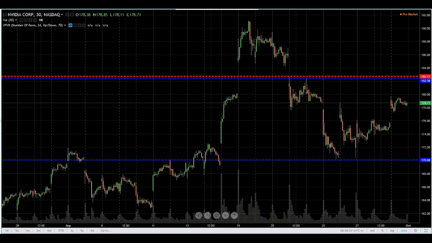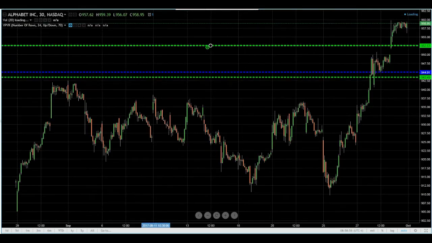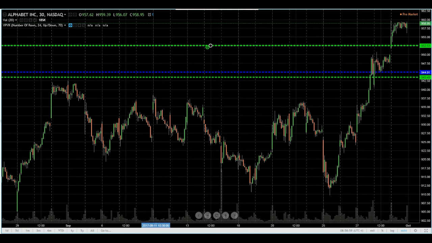And then finally we'll talk about Google. And Google is on my buy list. I've got two levels that I want to buy it. I would consider a small long here as far as position sizing is concerned, 952.41. And I'd consider a fairly aggressive long here at 943.78. This is a liquidity area too, so I'd probably take a bit more size on Google around this level.